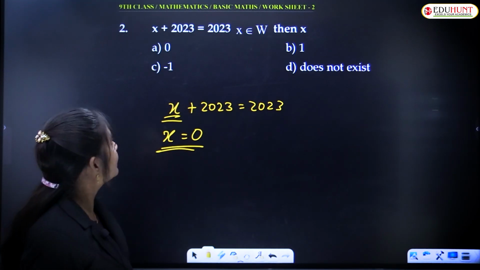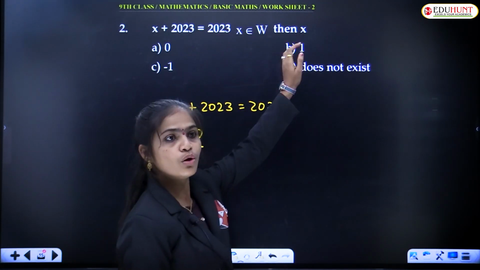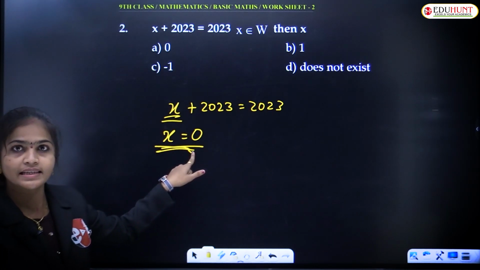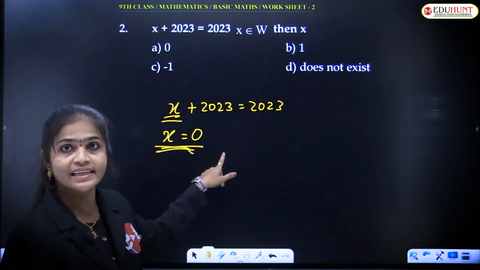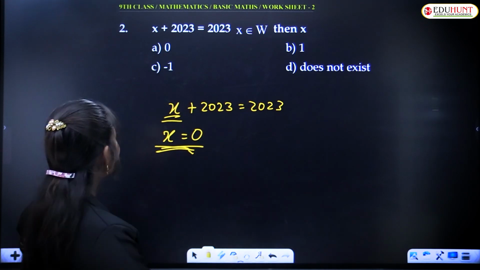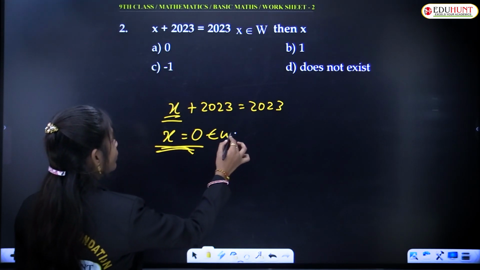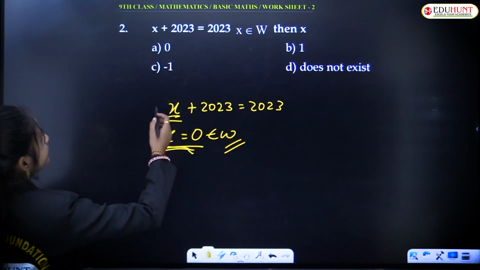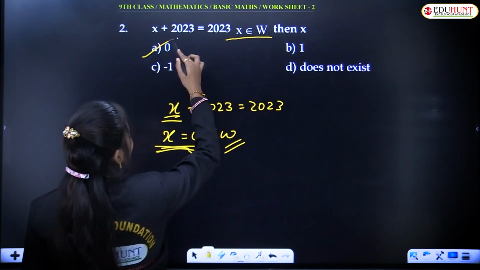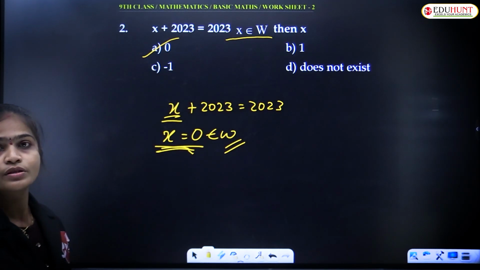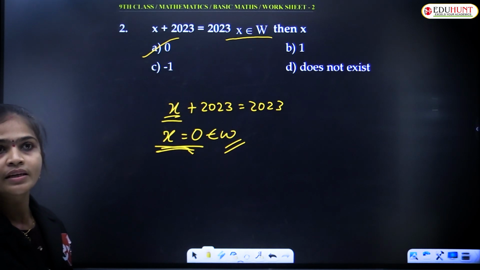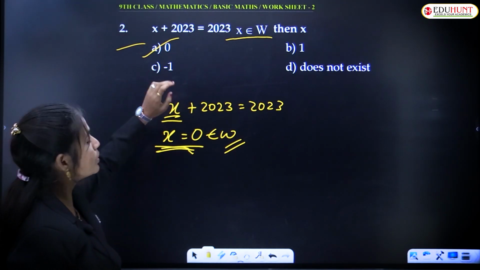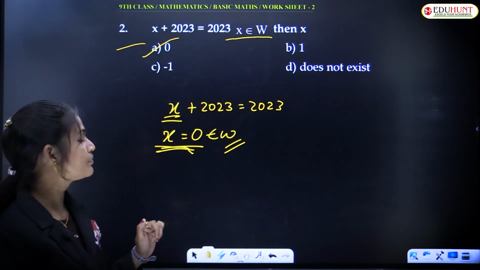So here we can say that x belongs to whole numbers. In whole numbers, is 0 there or not? Yes, in whole numbers we have 0. So 0 belongs to whole numbers, easily we can say that. So x belongs to whole numbers, so the answer is 0. Which option is correct here? Yes, option A is correct. Am I clear? Yes.